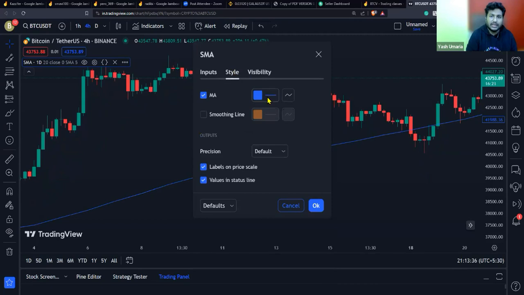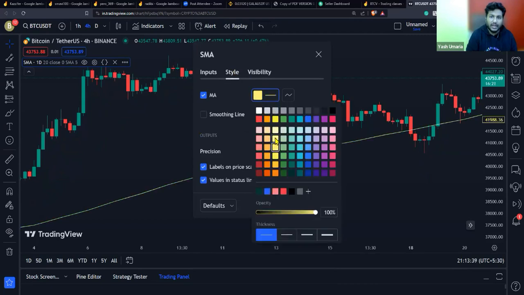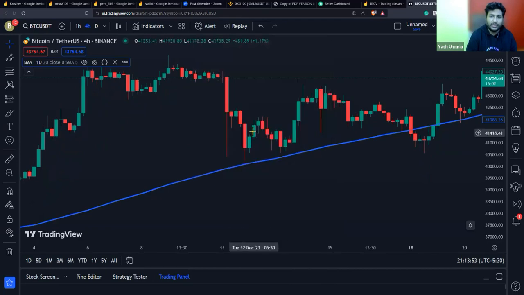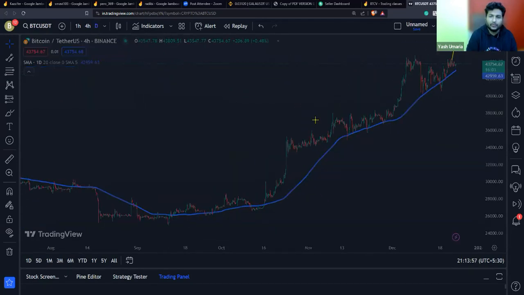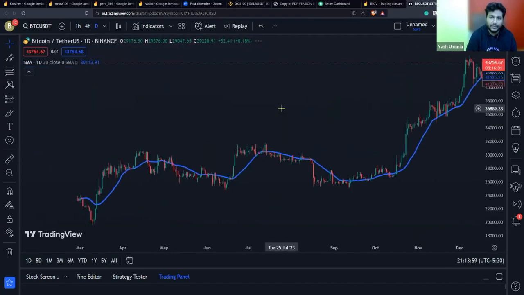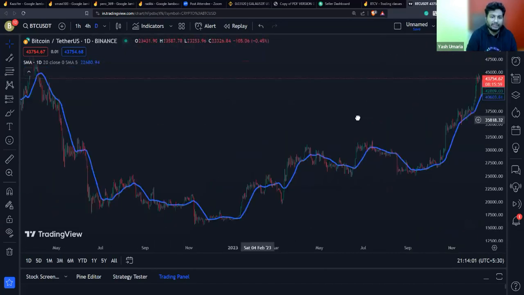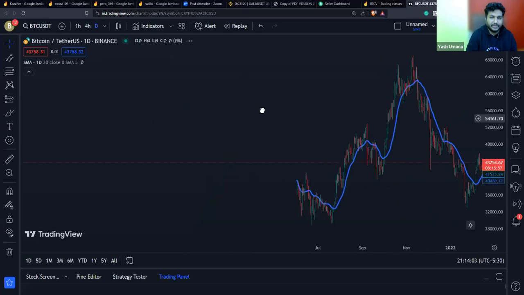If I go into styles, I can change the color of the line. I can make it yellow, brown, white, whatever you like. I like to keep it blue. I can make it a little bit thick. And I can also choose the opacity. I like to put it around 100%. So that's it. Once done, click on OK. Zoom out a little bit. Let's go on a 1 day chart. So this is how you put moving average on the screen. Understood?